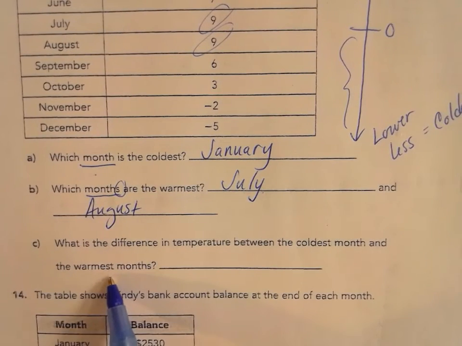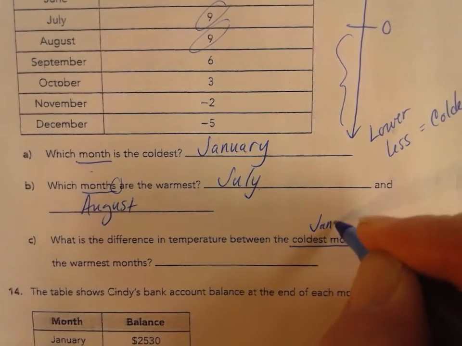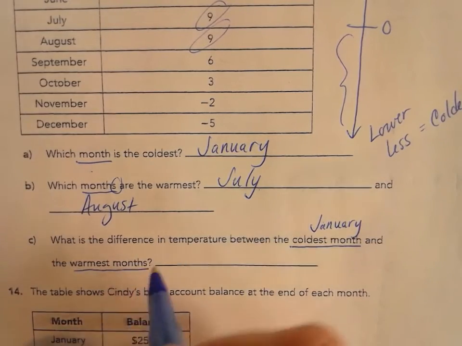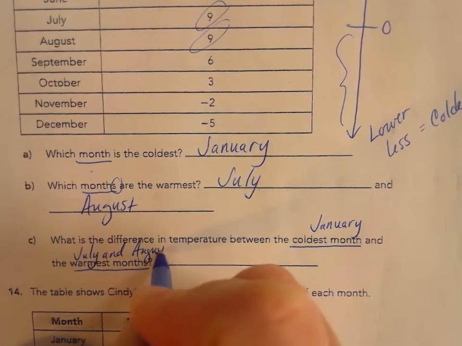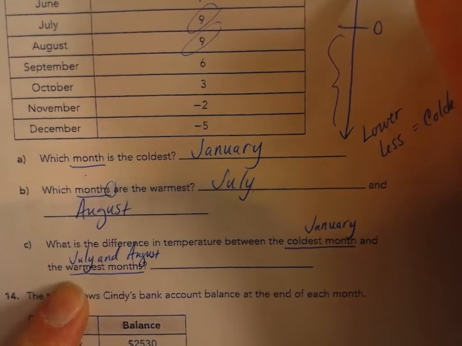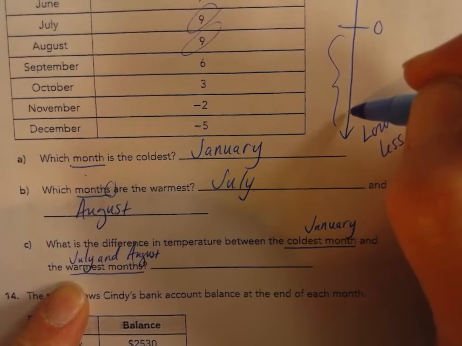Part C, what is the difference in temperature between the coldest month and the warmest months? Oh, this is kind of like that last one. I already found the coldest month. Look back at part A. It was January. And I already know the warmest months. That's July and August. But this one's a little bit different than the last one with sea level or elevation, because I noticed something. My July and my August are up here at a +9. And my January is way down here at a -8.